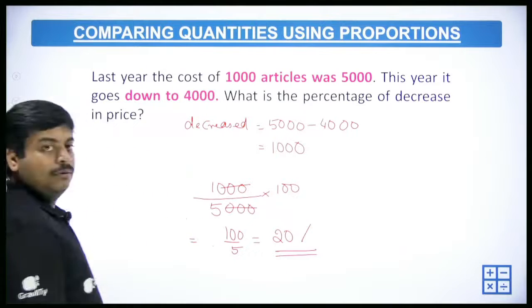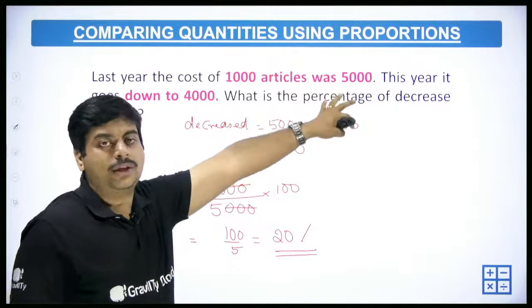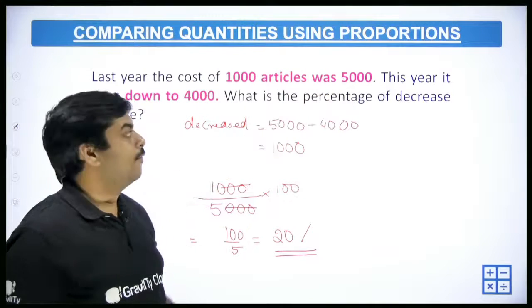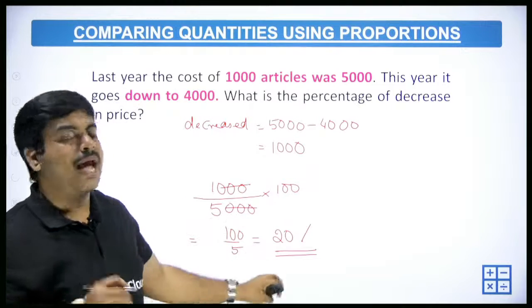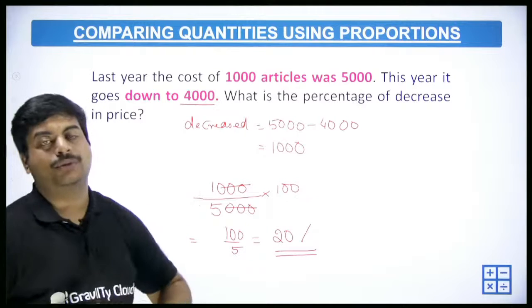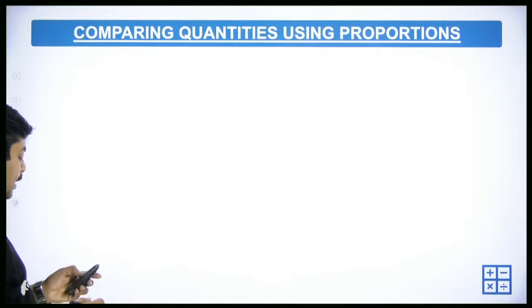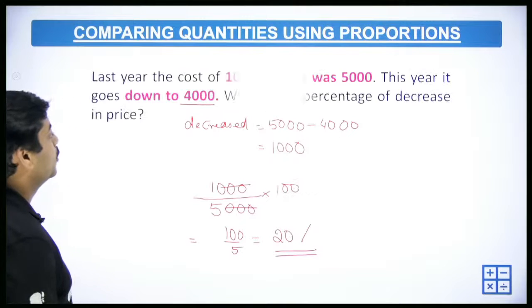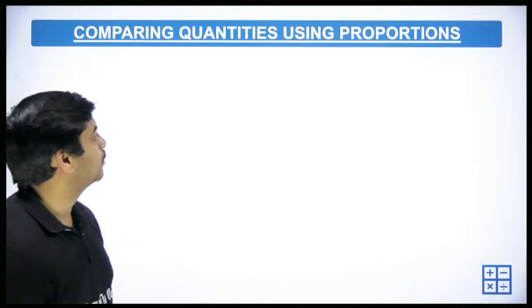So what is the meaning of that? Last year when the cost of 1000 articles was 5000, now from 5000 it got reduced by 20%, and finally the present cost is 4000 rupees. Understand? So that is how you calculate the percentage. Let's move on to the next question.